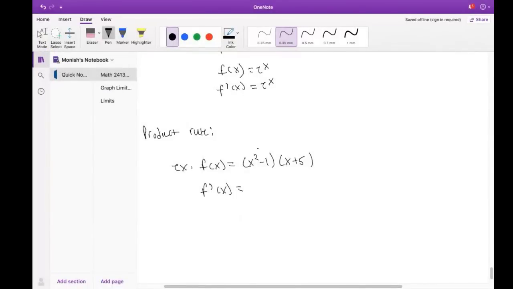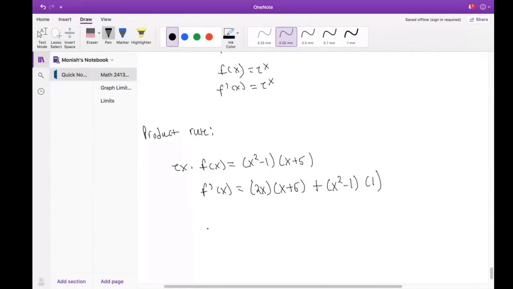Yeah, so I'm going to take the derivative of the first part and multiply it by this, and then do the opposite for the next part. So it would be 2x, because I'm taking the derivative of this component, times x plus 5. Then I'm going to add that to x squared minus 1, and then the derivative of this part, which is just 1. So that's pretty straightforward also.